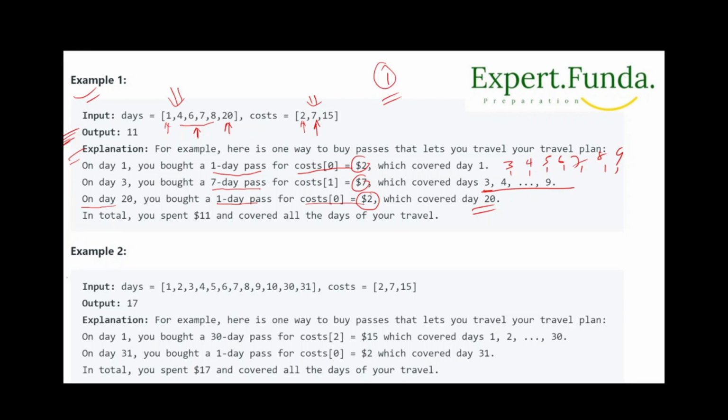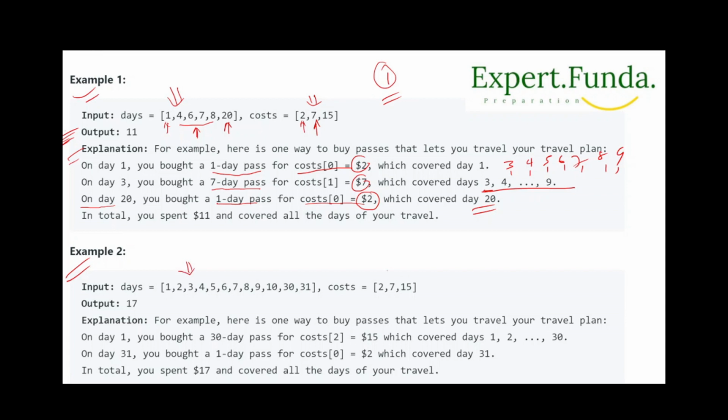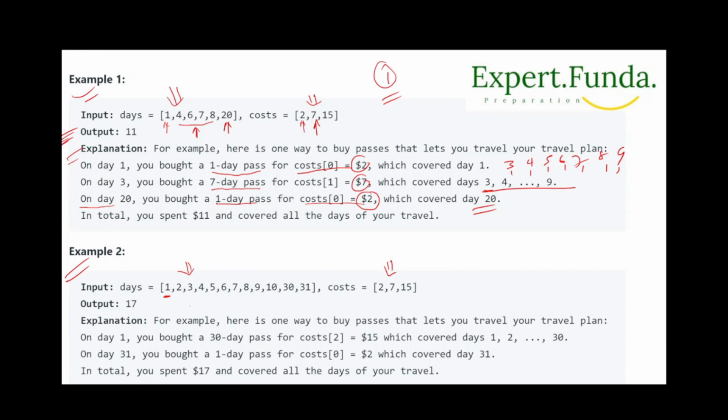Similarly we have example 2, and we have been given these values, so you have the costs. This is the 1 day pass. After this we will take the 30 day cost.